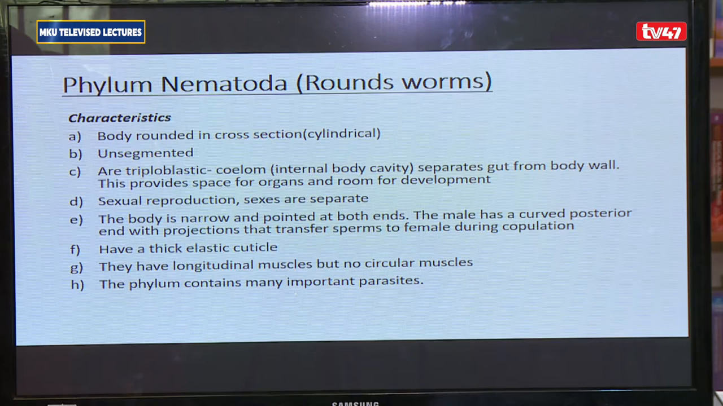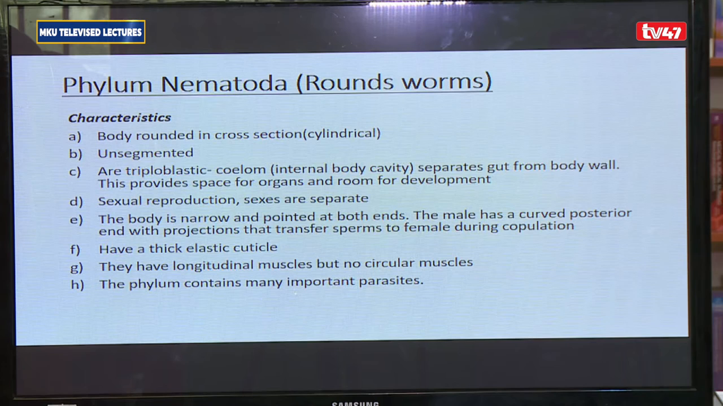Depending on the structure of the body, it is quite easy to distinguish the male from the female. The female tends to be larger in size. The male is smaller in size, and the posterior pointed end is curved and has projections. For them, reproduction is sexual, and the sexes are separate. We have male and we have female, which, as I said before, can be easily distinguished by the size and the nature of the posterior end. Larger in size, posterior end not curved, that is a female. Smaller in size, posterior end curved and has projections, then that is a male.